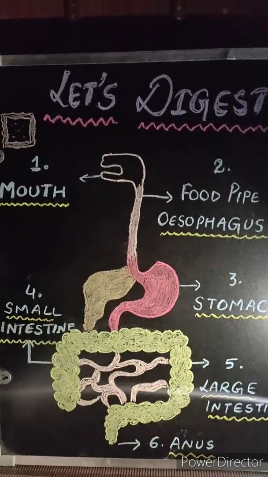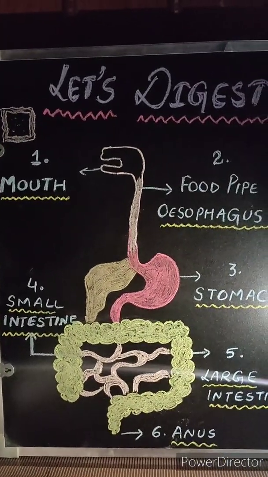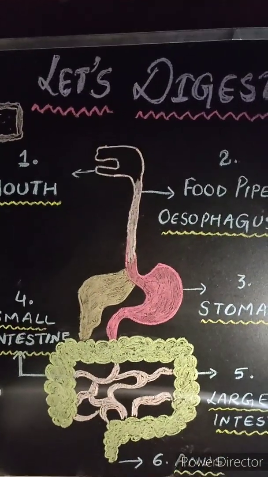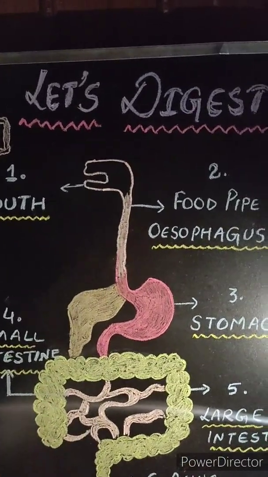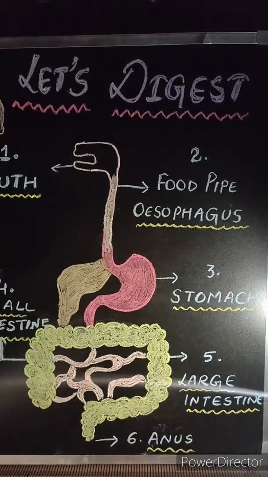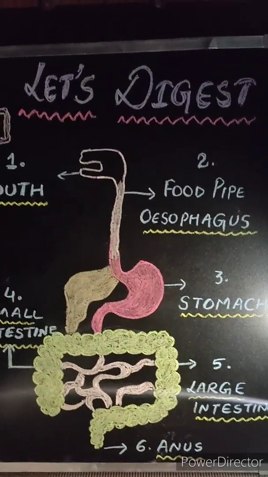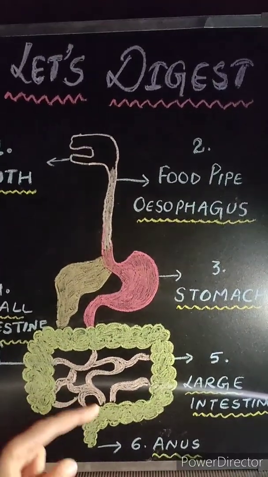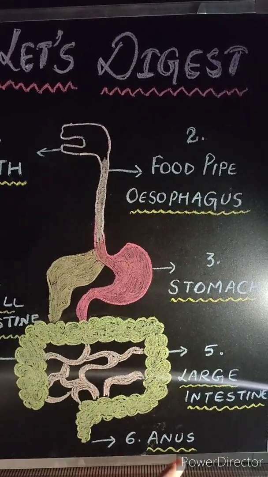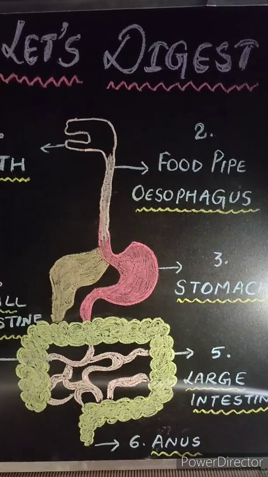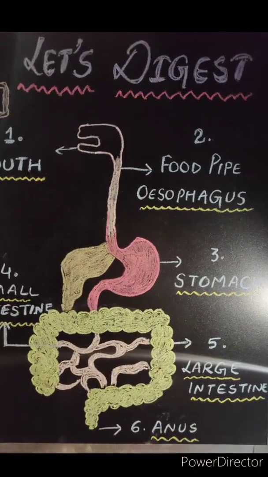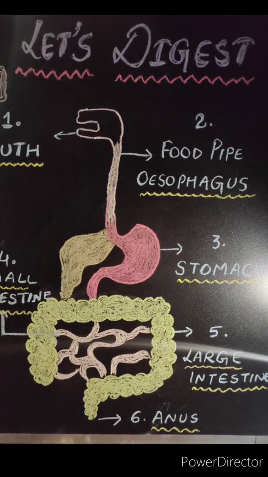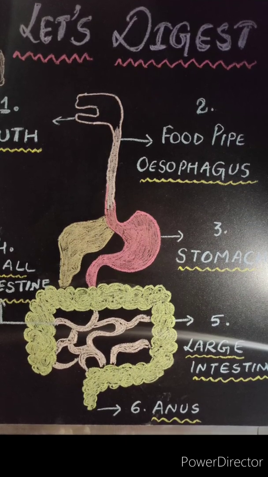The small intestine absorbs all the nutrients from the food and passes the rest of the food to the large intestine. And what does the large intestine do? It absorbs the water from it, and then the remaining part moves out from the body through the opening known as anus. Now let's see how food travels in the body with the help of a video.